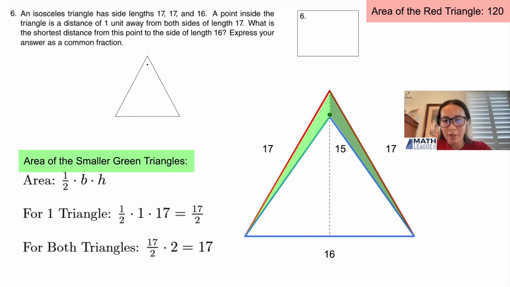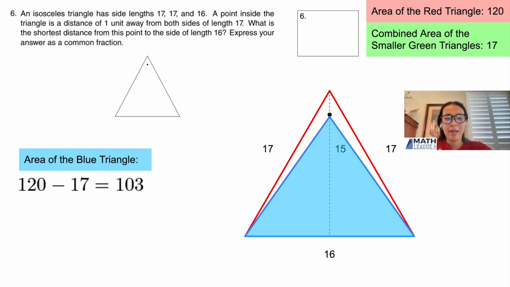Now let's look at these smaller green triangles we have here. There's 2 of them. With these smaller green triangles, we know that their side length is 17, and the altitude from this vertex to the red side is of length 1, because they tell us that the point is 1 unit away from the side lengths of 17. So the area of those triangles is 1/2 times 1 times 17, or 17 halves, and we get that from our area of a triangle formula. Since there are 2 of them, the combined area of the green triangles is 17 over 2 times 2, which is 17.